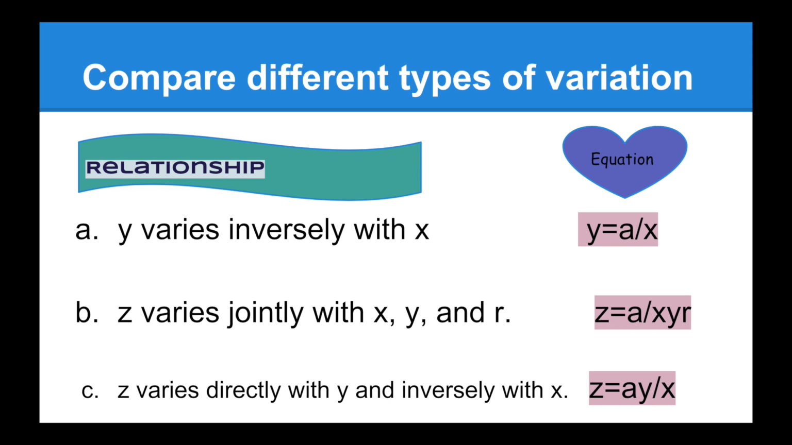Alright, Skylar, what is wrong with number B? So it says Z varies jointly with X, Y, and R, but there's division. Now you got it. Mr. Skylar is a very smart person. He'll go to a good university later on.